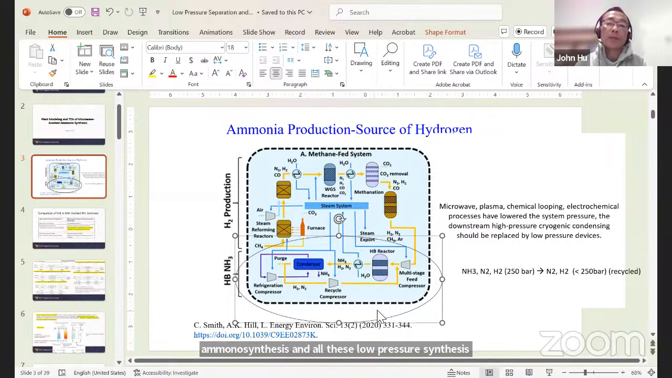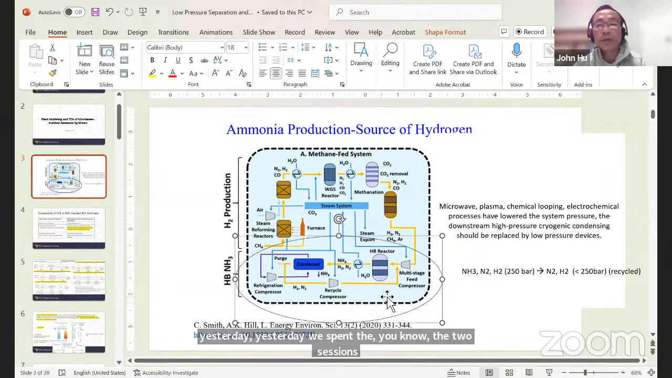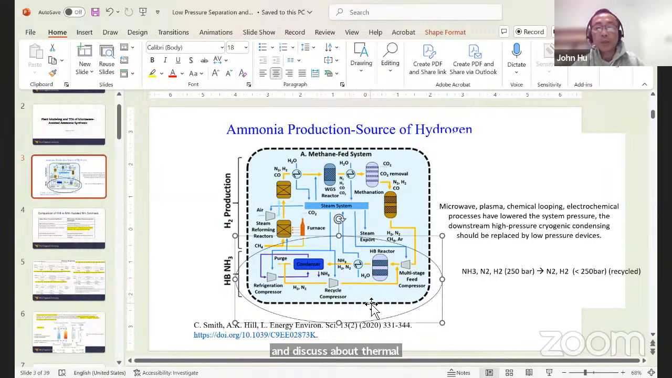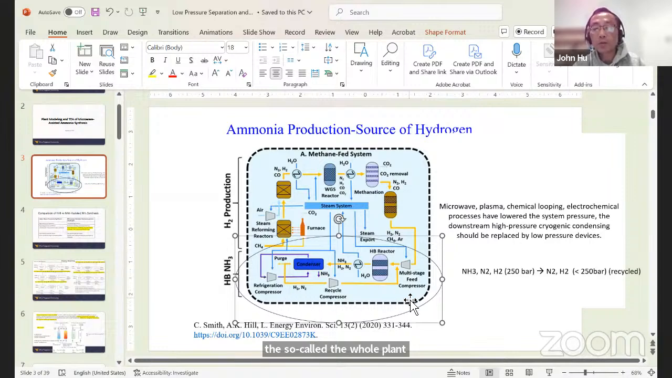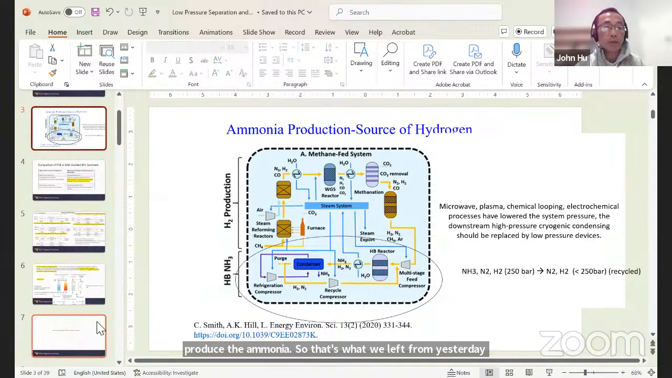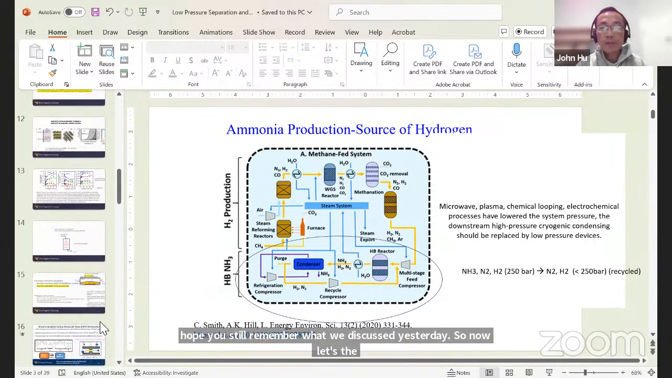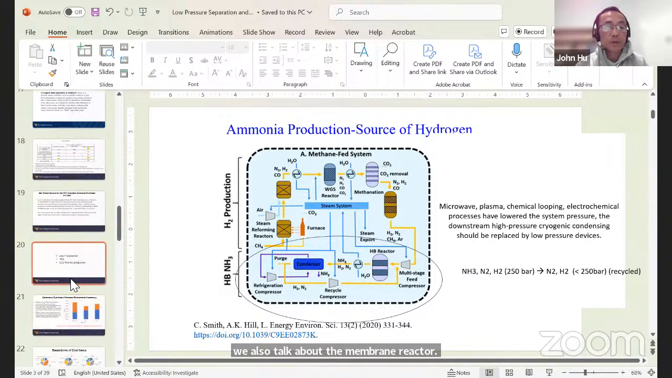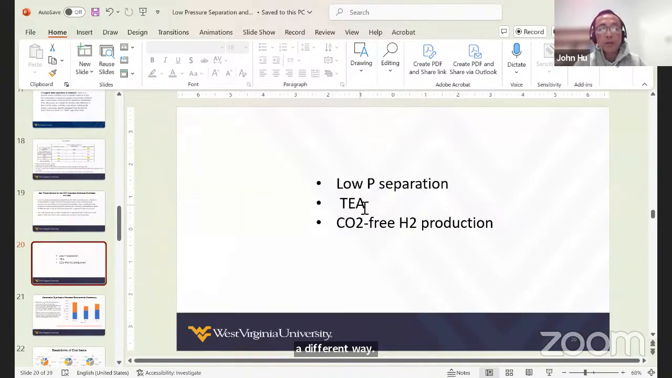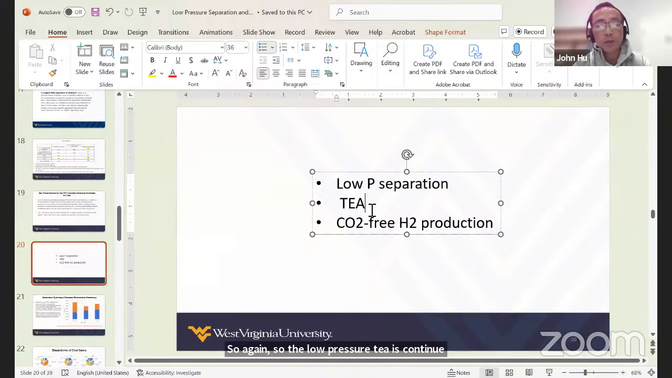All right. So yesterday we spent 2 sessions and discussed the thermal swing and the cryogenic, all kinds of things. I'm not going to repeat it. Then we came up with a techno-economic analysis, the so-called whole plant system engineering approach. How much is it going to cost to produce the ammonia? So that's what we left from yesterday. I hope you still remember what we discussed yesterday. So now let's continue. We also talked about the membrane reactor, a different way. So again, the low pressure TA continues. TA stands for techno-economic analysis.